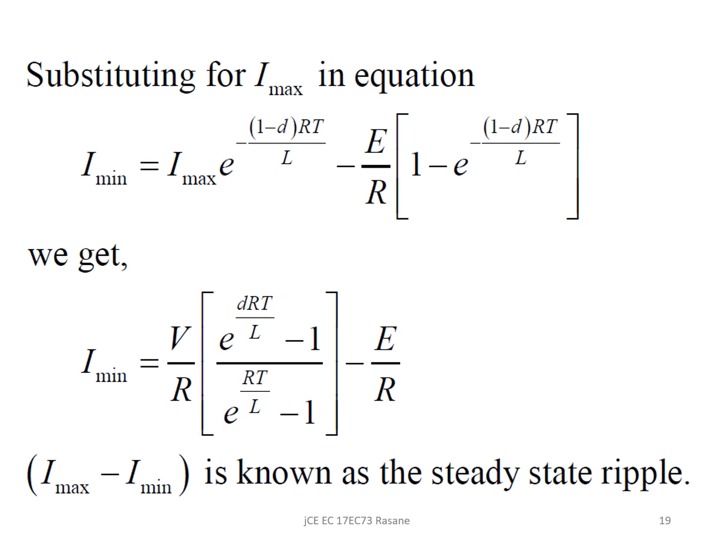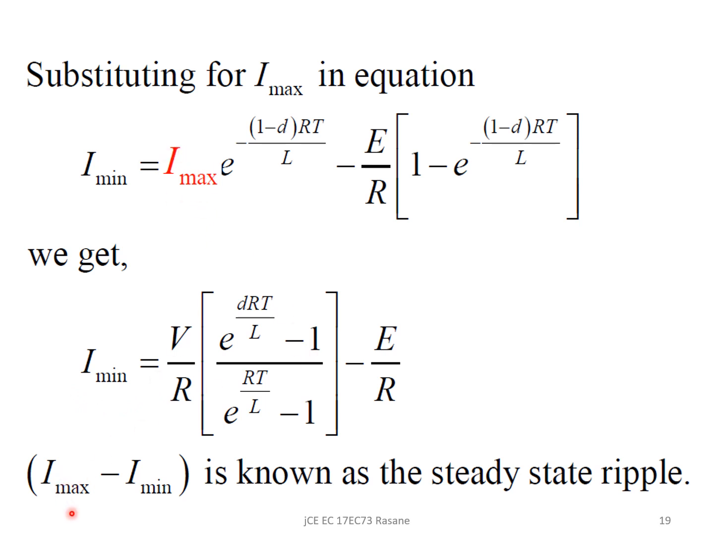Now, similarly, I want the I minimum value. To get the I minimum value, I have this expression for I minimum in mode 2, so I will use that expression and substitute for I max, which I have got earlier. By doing that, I get an expression for I minimum as V by R, e to the power of dRt by L minus 1, upon e to the power of RT by L minus 1, minus E by R. You can see that these terms have been interchanged for I minimum, and this is the expression for I minimum which is exclusive. It does not have the I max parameter.